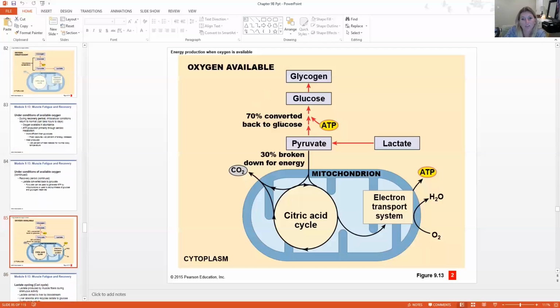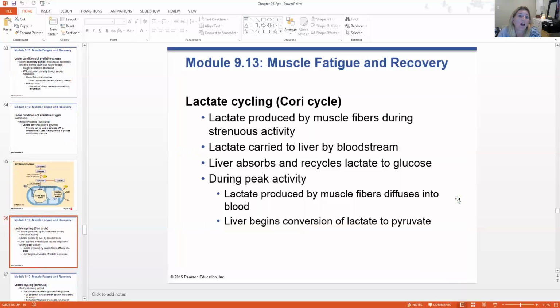Now that we have oxygen, yay, all the lactate that's been floating around or being stored in the liver can come back, be converted back into pyruvate, go back into glucose, be stored as glycogen so we can use it for later. Or we can use it right now for energy, release the carbon dioxide, create the ATP, the water, etc. That lactate is recycled, as you just saw. It's a cycle called the Cori cycle.